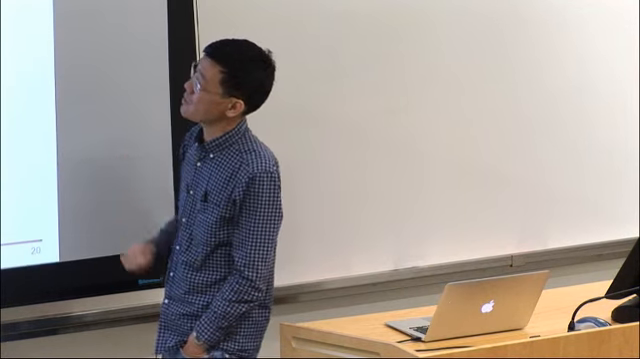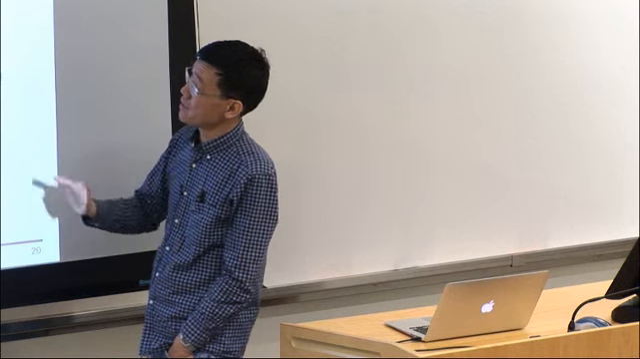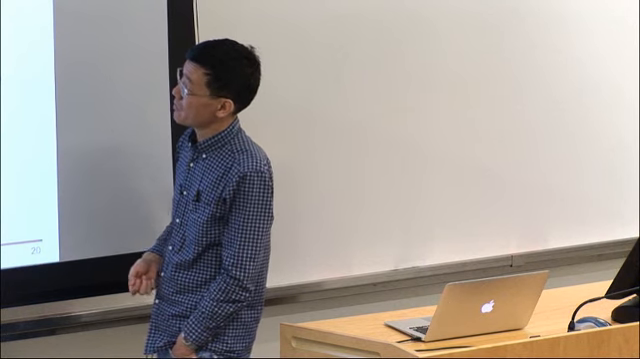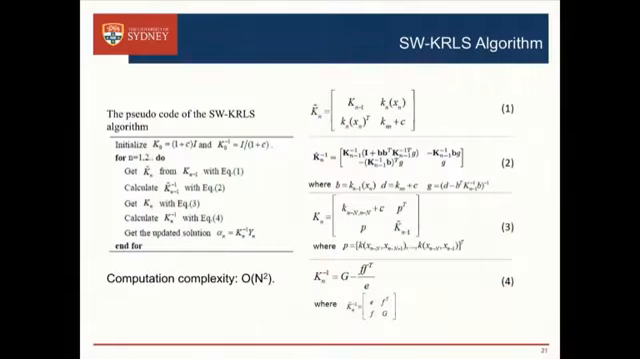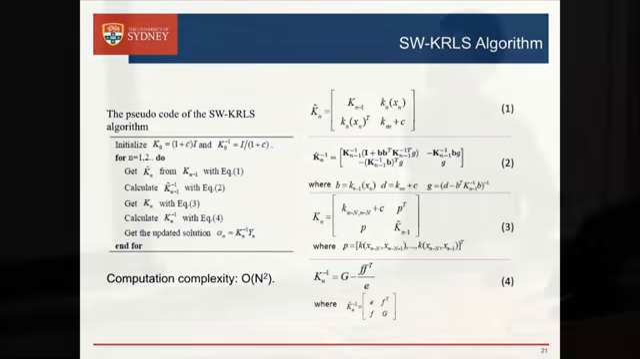So the advantages of this are that it's incremental. Hopefully you can do this with just an inexpensive state update when you get your new data. You only touch each data item once. And as we'll show, this can be done with high throughput and low latency. So the sliding window kernel recursive least squares algorithm looks something like this.